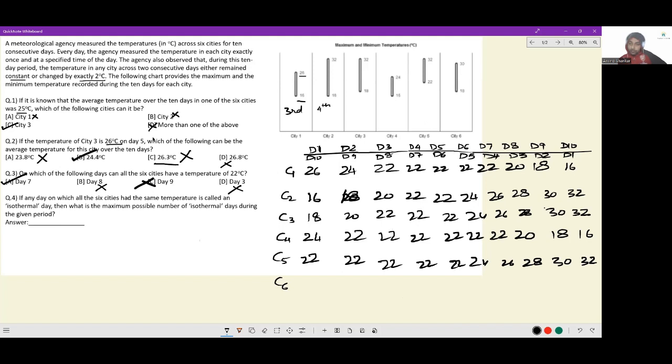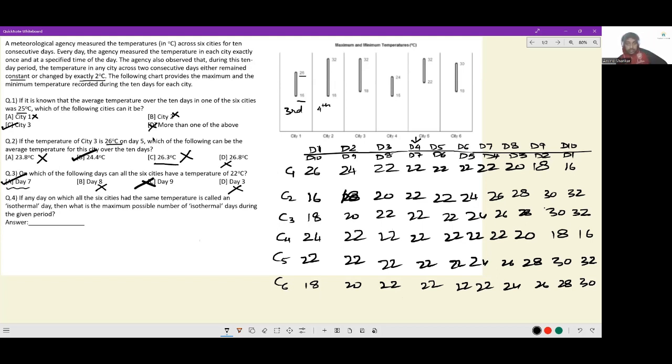And then city 6: 18, 20, 22, 30, 28, 26, 24, 22, 22, and 22. The days on which you can potentially have all temperatures at 22 degrees will be all these days, and then all these days. So it can be either day 4 or day 7 or day 5 or day 6. But among the available options, the only one that works is day 7. So that will be the answer.